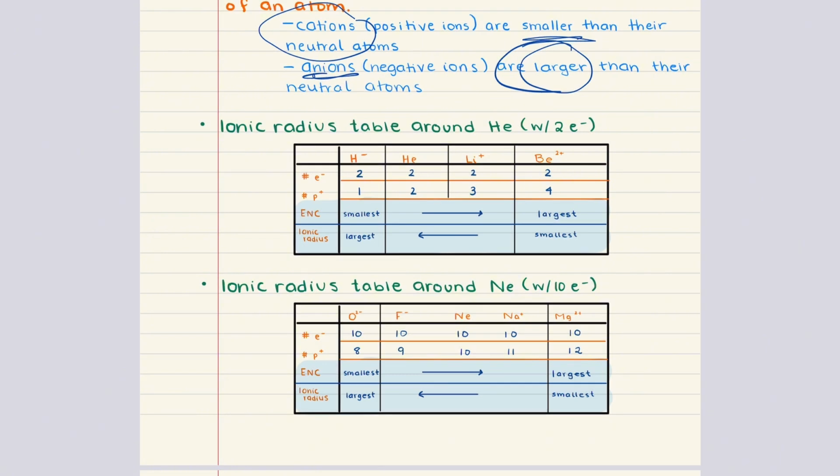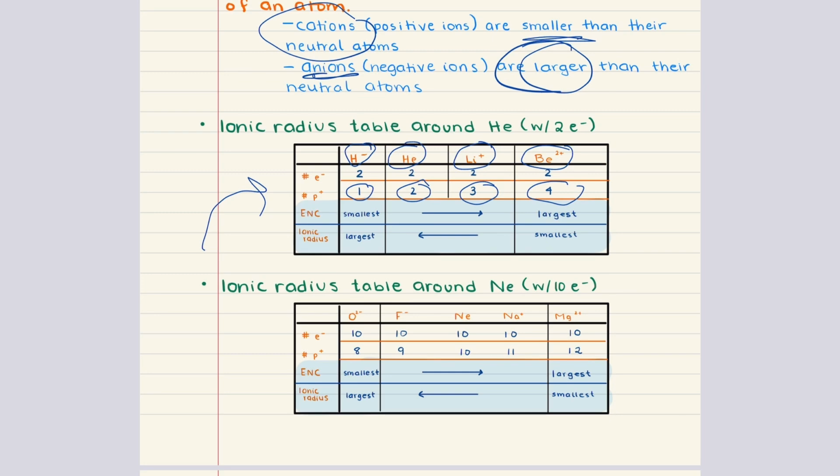Let's analyze this trend for ions that each have 2 electrons but different numbers of protons. It's going to be this first table right here. We have H minus, helium, lithium plus, beryllium 2 plus. All of them have 2 electrons, but they have different numbers of protons. Hydrogen has 1 proton, helium 2, lithium 3, beryllium 4.